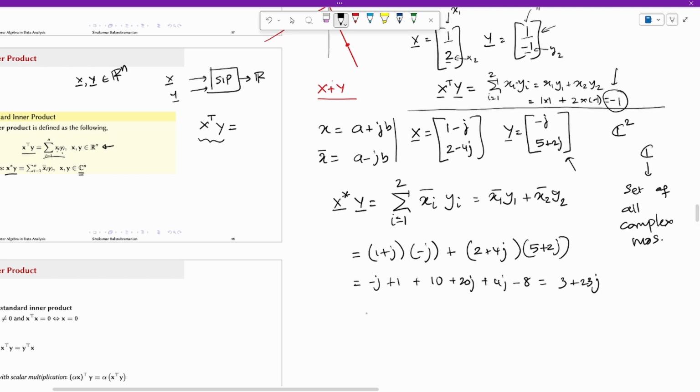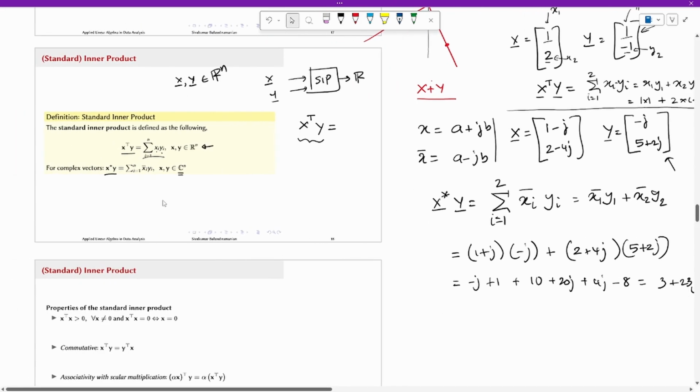Is that okay? Yeah, that's okay. You can verify that. Hopefully, I have not made any mistakes. Okay. So that's the standard inner product.